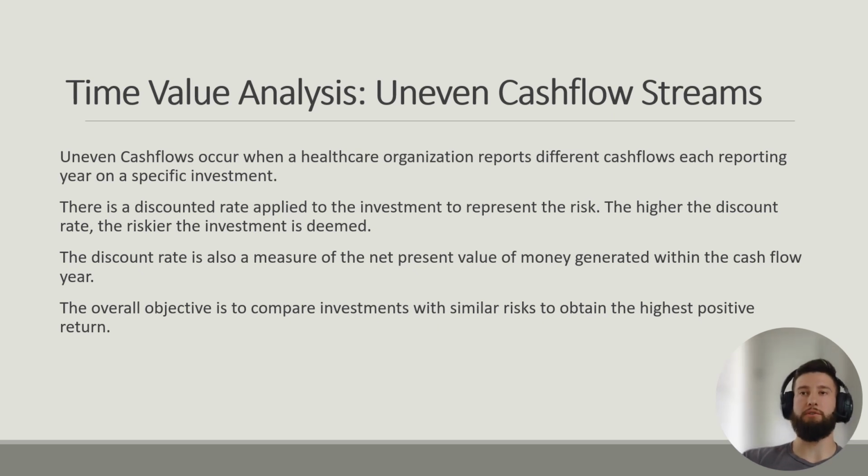So what they'll do is they'll assign a discount rate. A discount rate is just an internal rate assigned just to represent the risk of that investment. The higher the discount rate, the riskier the investment's deemed. Discount rate is also used to measure the present value of the money generated within the cash flow years. We'll get into that within the next slide, but the overall objective is just to compare investments with similar risk to obtain the highest return.